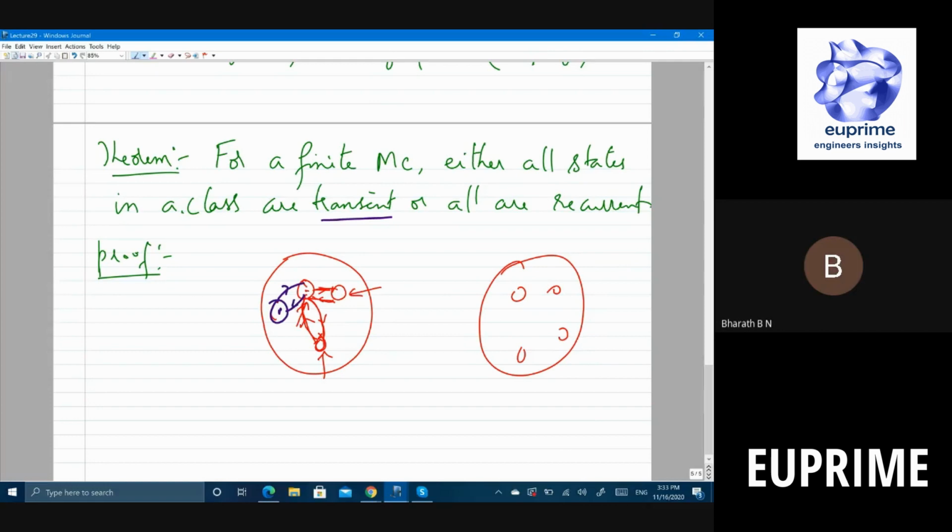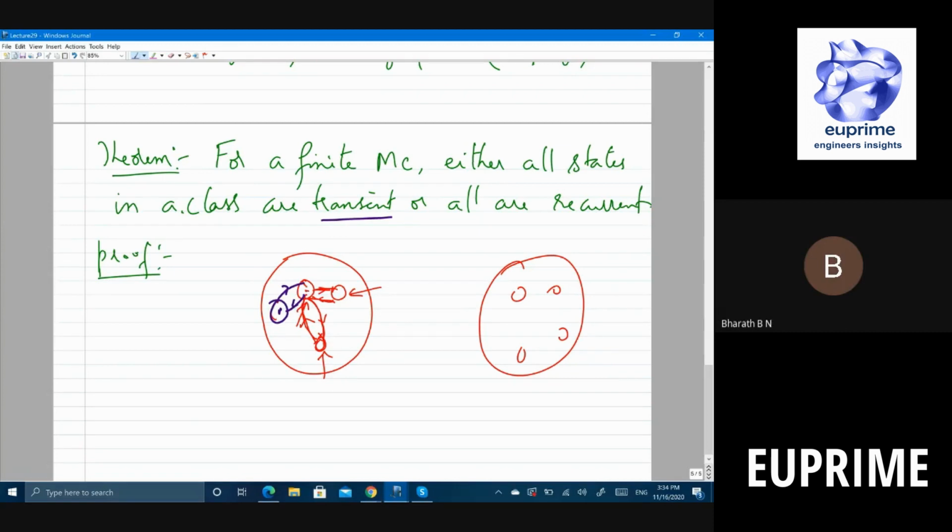So if it visited this state infinitely often, a fraction of the times it would have visited the states in the communicating class also, right? All the nodes in the communicating class. Do you agree? But the nodes are transient, right? So that contradicts the assumption that all of them are transient. It cannot happen. Therefore, you cannot have one recurrent and others transient, or multiple recurrent and multiple transient, in a communicating class. Either all of them should be recurrent or all of them should be transient, right?